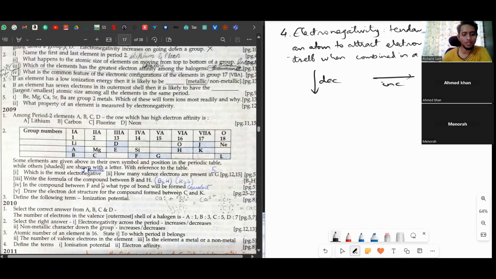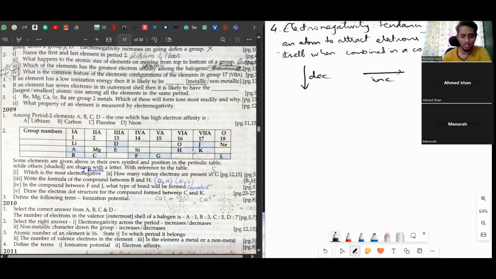Next, write the formula of the compound between B and H. B is in the first group, H is in the 6th group. How do we write the formula? Crisscross method. So we need to know valencies. What's the valency of element B? 1 plus, because it's in the first group. All elements in the first group are 1 plus. Second group is 2 plus. Third group is 3 plus. Fourth group is 4 minus. Fifth group is -3. Sixth group is -2. Seventh group is -1. So what's the valency of H? -2, right? Now crisscross method: B will get the 2, H will get the 1. So B2H is the formula. Got it?